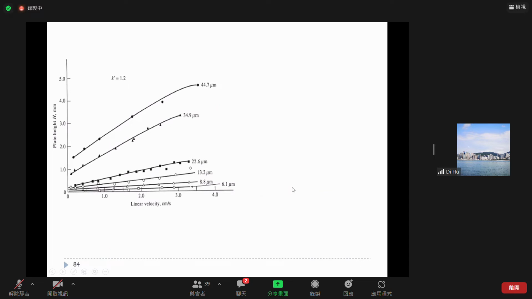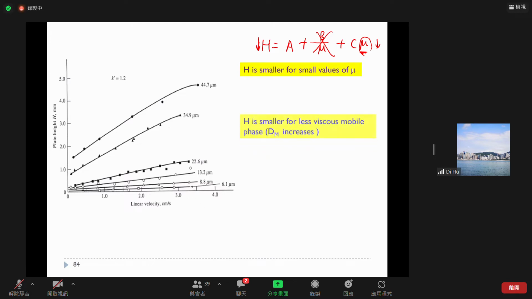Okay. And then again, we see this one again. If we summarize what we have learned, we can see that the plate height is smaller for smaller velocity, because of the C term, right? Because H equals A plus B plus C mu. In HPLC we can ignore the B term. So if the velocity mu decreases, of course, H will decrease. Understand? Okay.